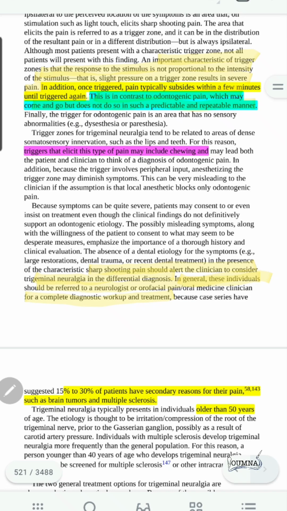and if they have cardiovascular problems, the blockage or the constriction of the arteries around the trigeminal nerve can trigger this kind of pain. So taking the medical history can really make things easier for our differential diagnosis.